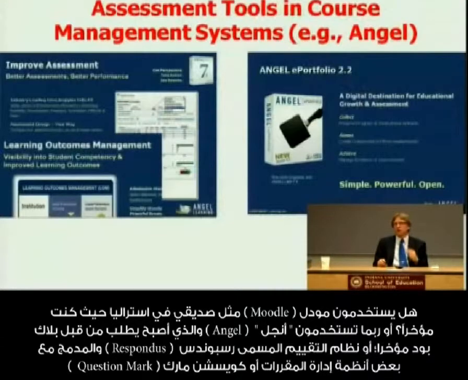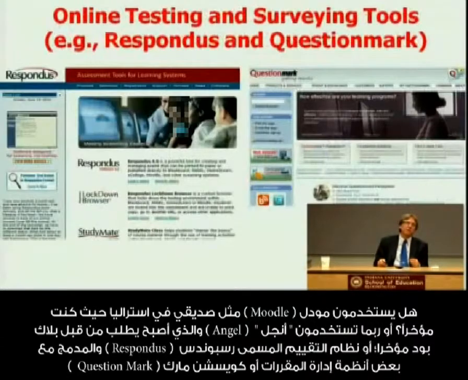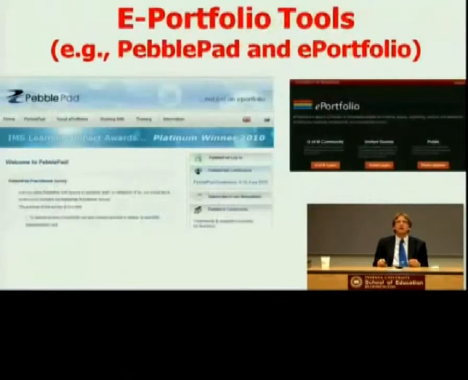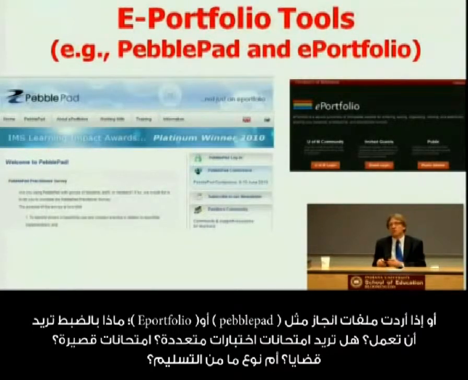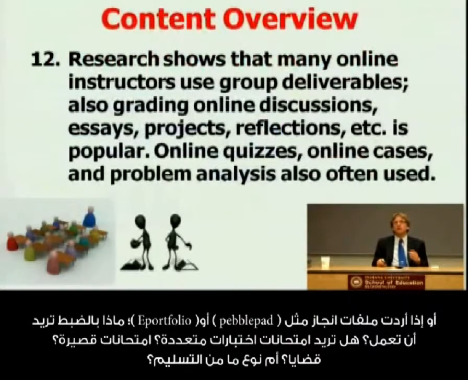Or you might be using Angel, recently acquired by Blackboard, or Respondus assessment system embedded in some of the course management systems, or Question Mark. Or if you want portfolios like PebblePad or ePortfolio, what is it that you're looking to do? Are you wanting multiple choice exams, quizzes, cases, or some kind of deliverable?